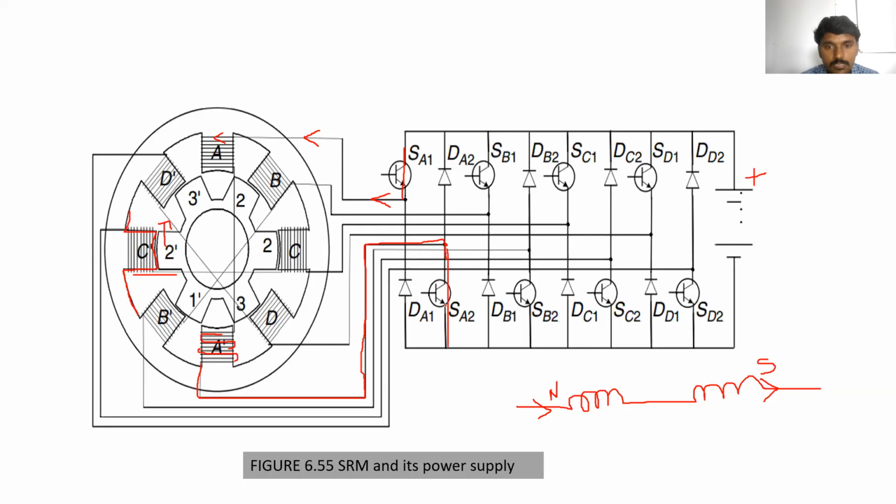Clear? When the SA1 and SA2 switches are turned on, the current flows from the positive terminal of the supply through SA1, through the A coil, and then the A dash coil, and then it comes to SA2, and the current flows to the negative terminal of the supply. Clear? This is the path for flowing the current.